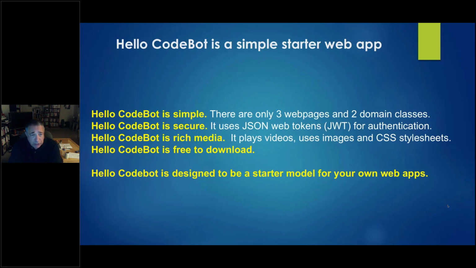One of the things that CodeBot does for you is it generates secure, authenticated web applications using JSON Web Tokens. And so that capability is built right in. If you've ever developed with JWT, it's kind of confusing and time consuming and easy to screw up. So CodeBot kind of takes care of that for you. It's doing a server-side authenticated web app. It supports rich media. So as you'll see, we use images, we play videos, we use style sheets.